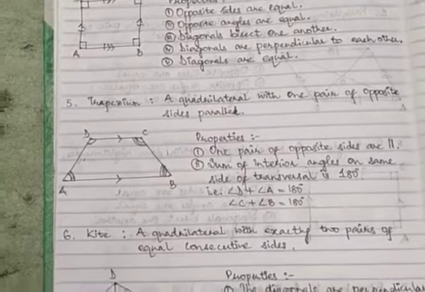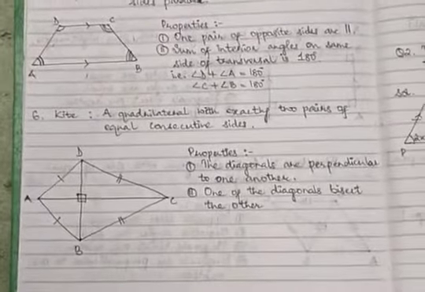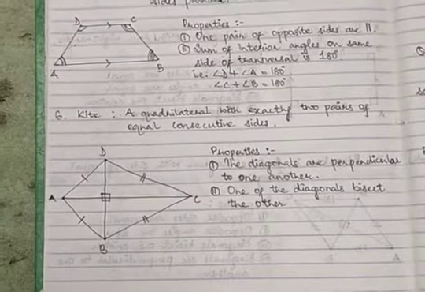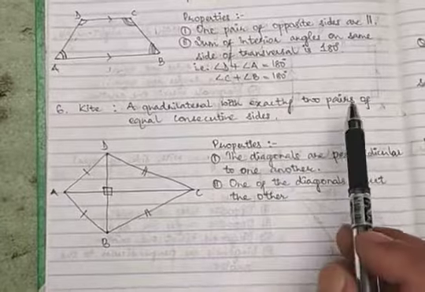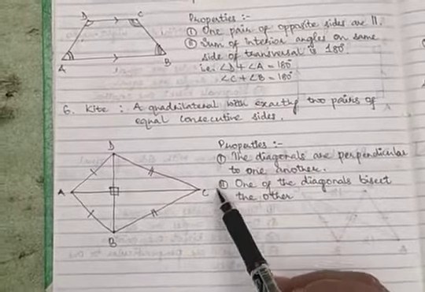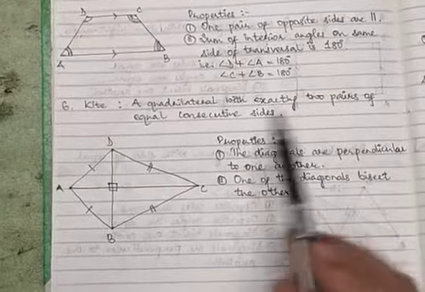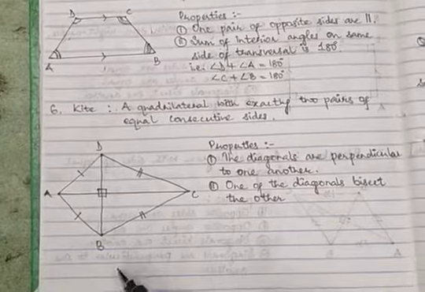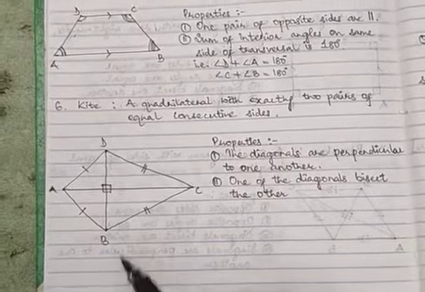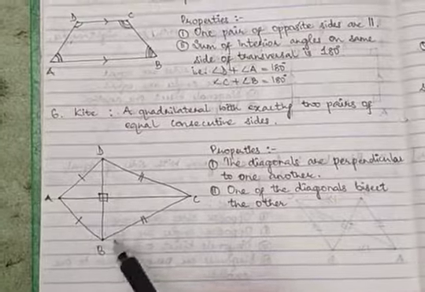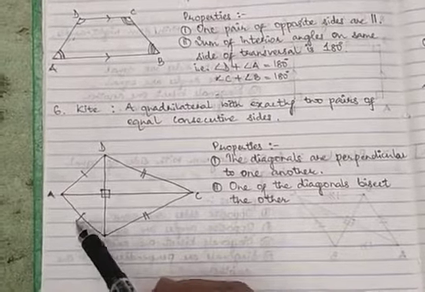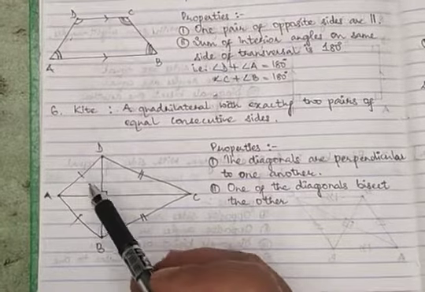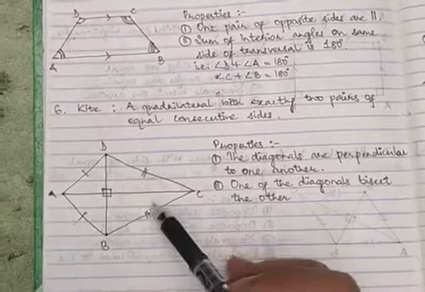Okay. So now, the last type of quadrilateral, that's a kite. A quadrilateral with exactly 2 pairs of equal consecutive sides. Now you can simply see the figure and the markings on it. ABCD is a quadrilateral, isn't it? So what I have done here, see, I have given AB 1 mark, AD 1 mark. That means AB is equal to AD.